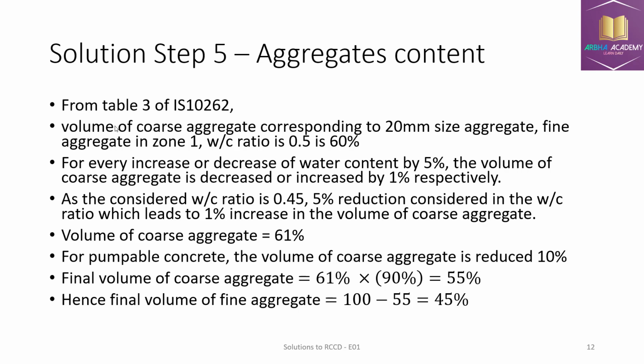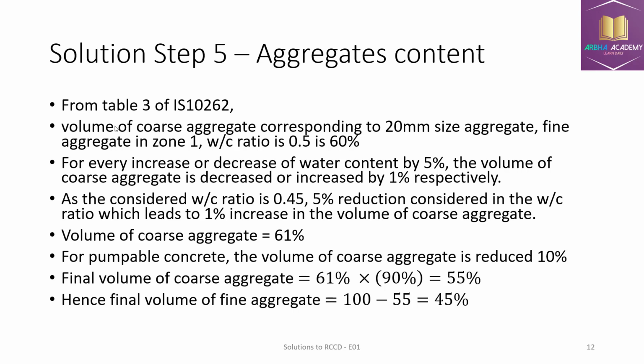As the considered water cement ratio is 0.45 and the volume of coarse aggregate given is 60% for a water cement ratio of 0.5, there is a 5% reduction in the water cement ratio.